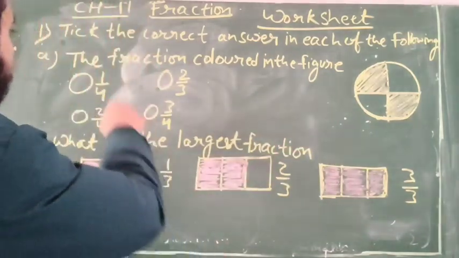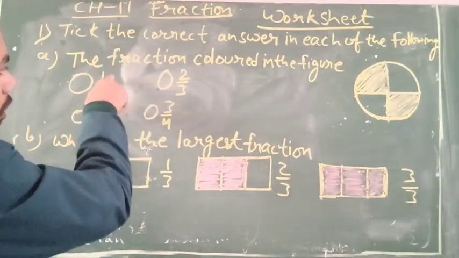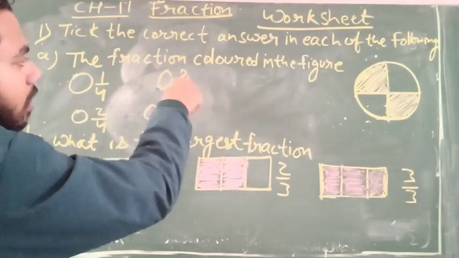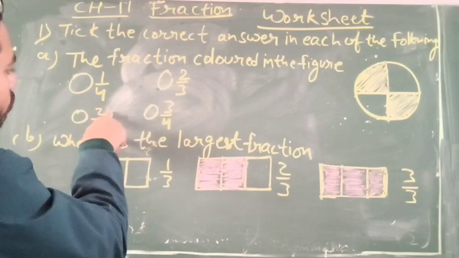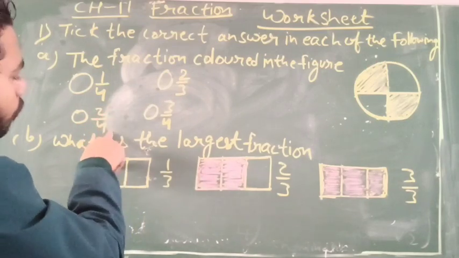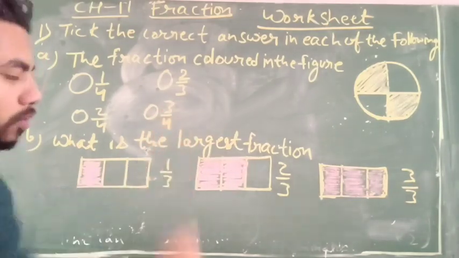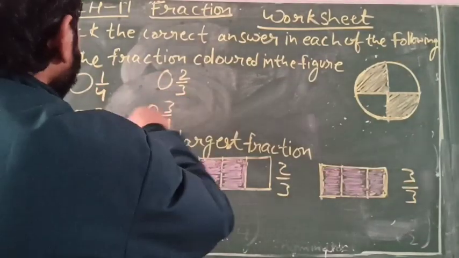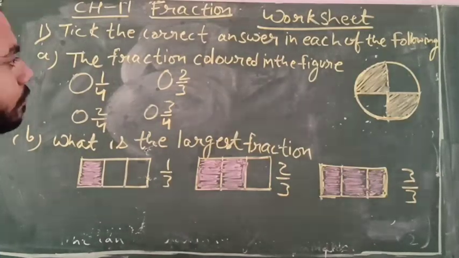Okay, so this fraction is read as 1 by 4 or 1/4. This is 2 by 3 or 2/3. This is read as 2 by 4 or 2/4. And 3 by 4 or 3/4. So we have read the given fractions of these 4 options.